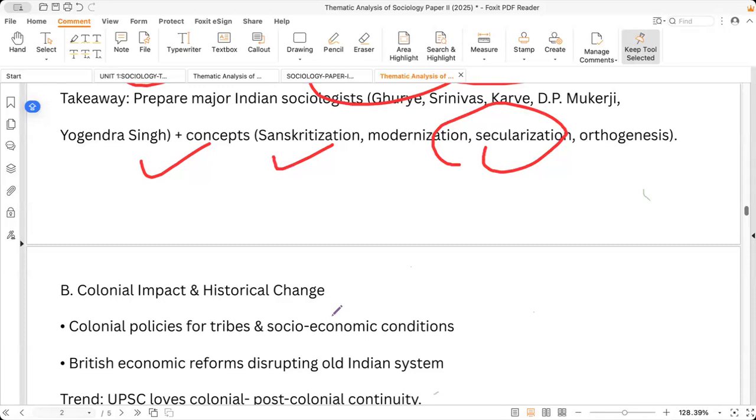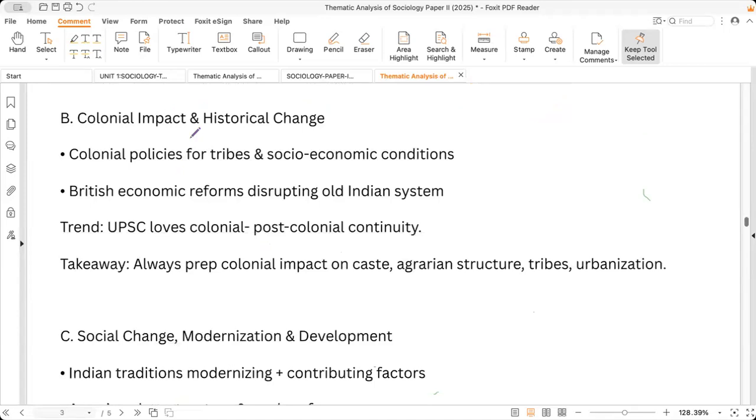The problems of minorities is also something which comes many times. There is a study by Jagannath Pathy, who did a beautiful study on the problems of minorities, and that is also very important. Again, the second unit, colonial impact and historical changes. The colonial policies for tribes and socio-economic conditions is something that has come in GS1 also. This is important for GS1 too.